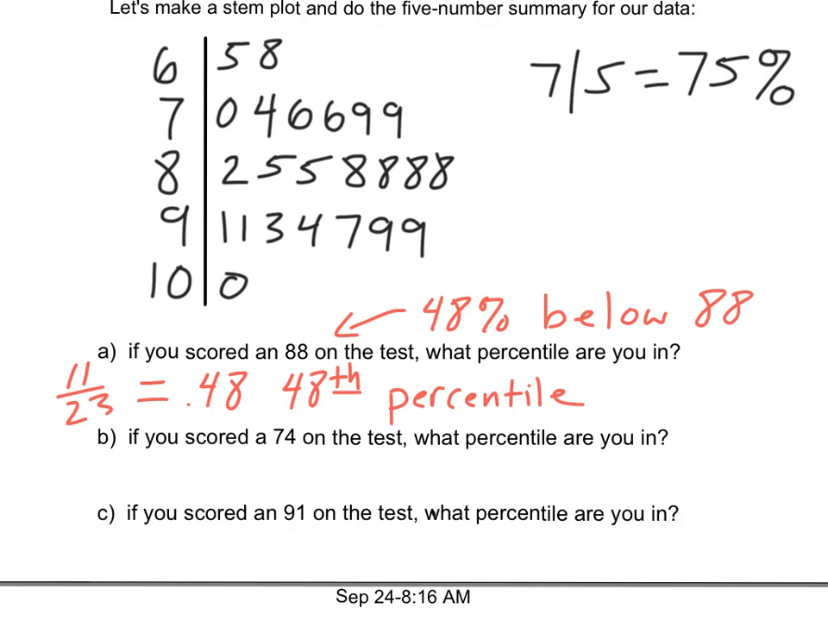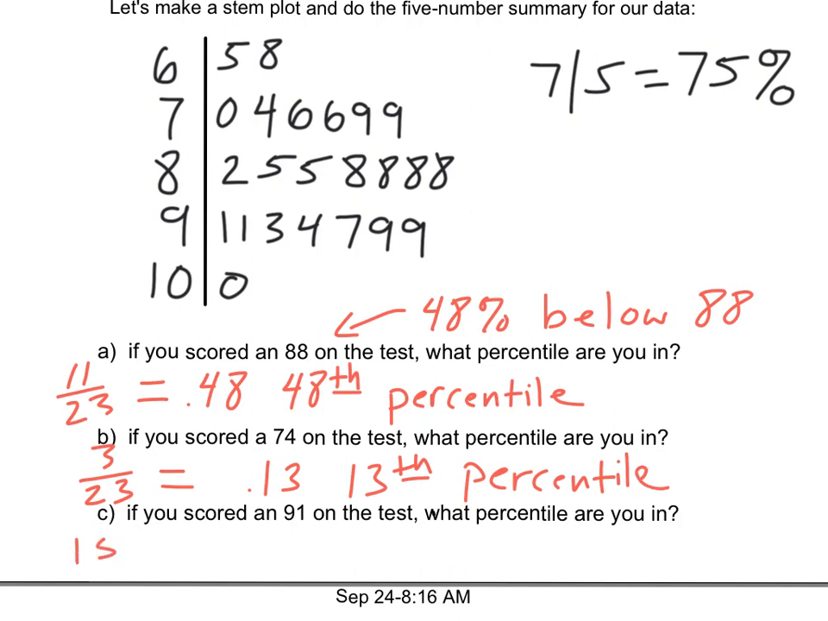For 74, there's only three. 65, 68, and 70 are the only scores that are lower. That would be 0.13. So your score would be at the 13th percentile. And then a 91. There are 15 scores less than 91, which would put you at the 65th percentile.